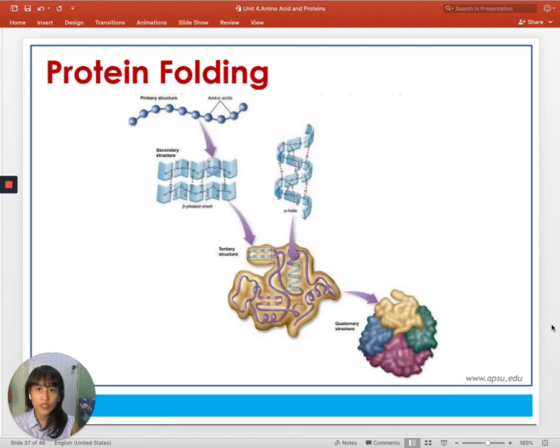So here is an example of a protein folding from the primary structure to the secondary structure until the tertiary structure and finally the quaternary structure.